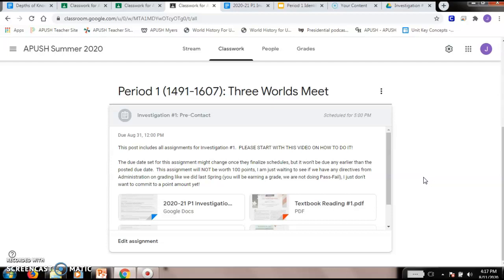Also, it will not be worth 100 points. Usually investigations are worth 15 points, but last spring the administration told us how to grade. I don't know if they're going to do that again. I figured 100 points makes it easy to convert into whatever kind of thing we end up using. Okay, so that's that. You want to start here.